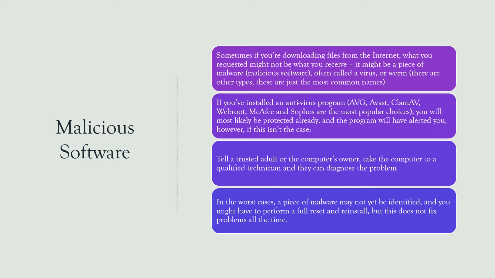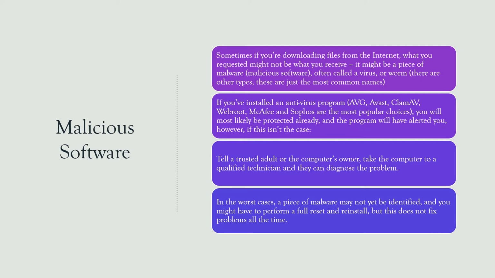Okay, sometimes if you're downloading files from the internet, what you requested might not actually be what you receive. It might be a piece of malware, called malicious software, often called a virus or a worm. There are other types. These are just the most common names that people like to call them. If you've installed an antivirus program, popular choices are AVG, Avast, ClamAV, WebRoot, McAfee, and Sophos. You will have probably recognised those if you own a Windows computer. You will most likely be protected already, and the program will usually alert you and tell you that there's been an infection. It will start to deal with the software.